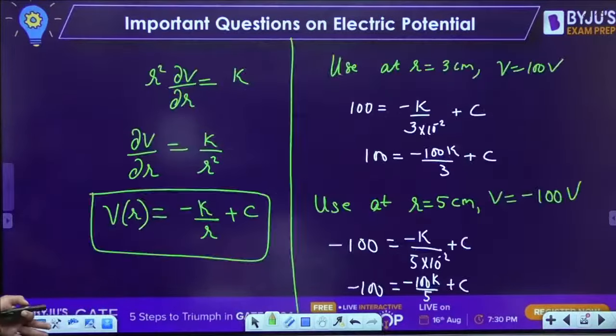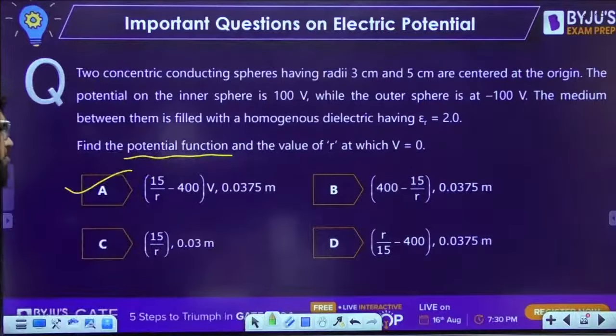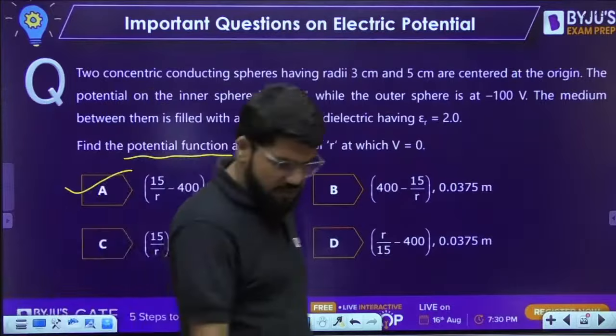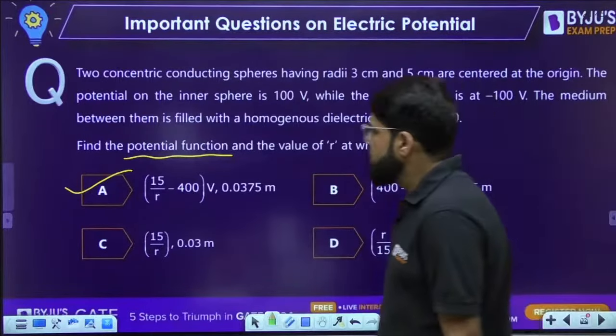But that is already in option number A, right? That you need not calculate. Okay, yeah, it is written in meters, so 0.0375, that's okay. So option number A overall matches. Correct.